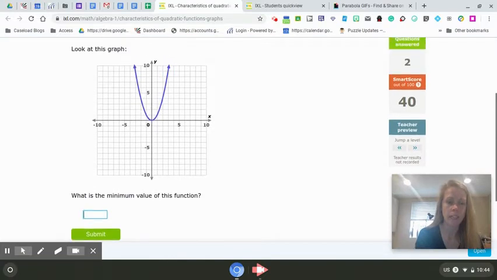All right, now it's asking for the minimum. That's going to be the lowest value that I see on this parabola. So the lowest value here is going to be 0.